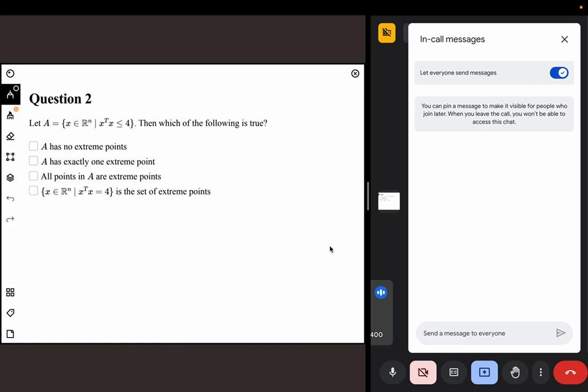Let us have a set A given by x transpose x less than or equal to 4. Then which of the following is true? Let me start with this: is A a convex set? So is A convex?